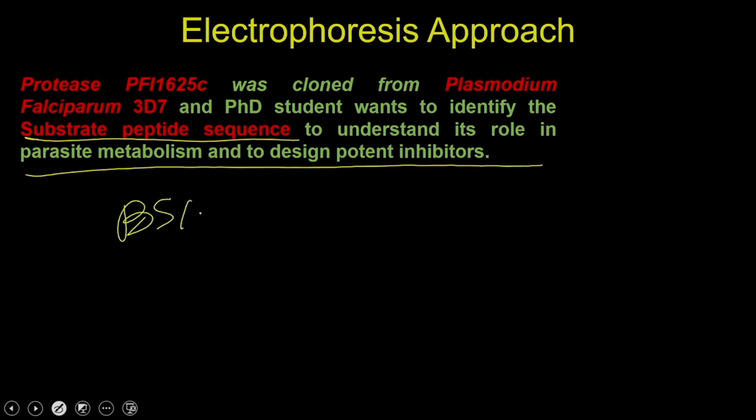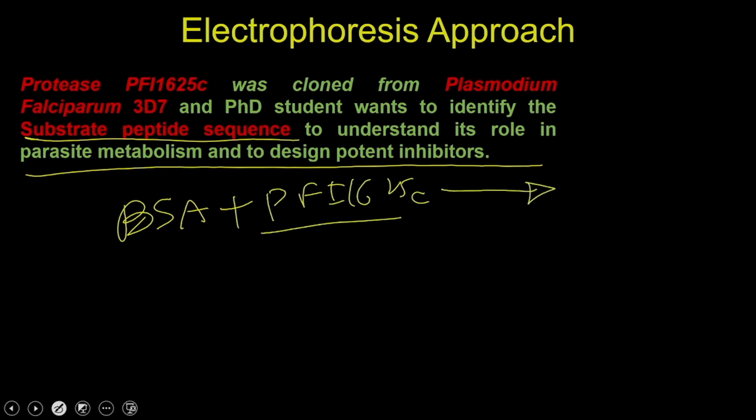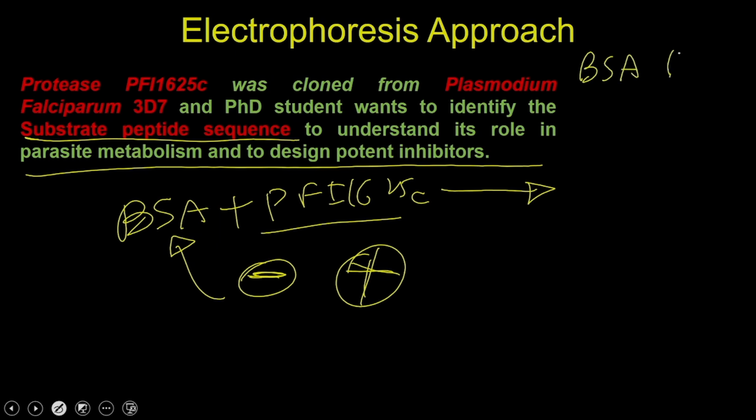Suppose I take BSA and incubate it with PFI 1625C, which is a protease present in Plasmodium falciparum. I am going to have two reactions, one where the protease is absent and the other where the protease is present. So you have BSA alone in one, and BSA plus PFI 1625C in the other.